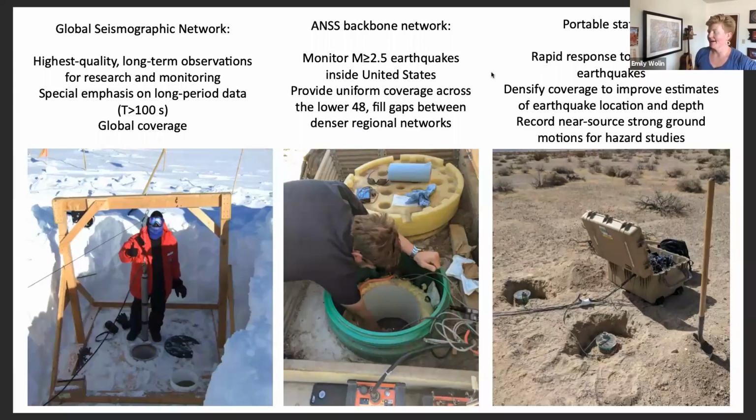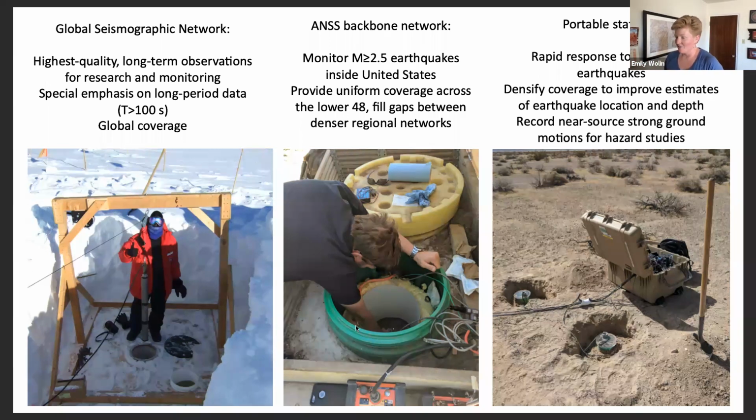All right, the middle column here is part of the ANSS backbone network. So this is the regional or the National Seismic Monitoring Network for the United States. The goal of this network is to monitor magnitude 2.5 or greater earthquakes inside the United States. The network is designed to provide mostly uniform coverage across the lower 48 states, filling gaps in between where we have denser regional networks like in, say, Missouri or California or the Pacific Northwest.